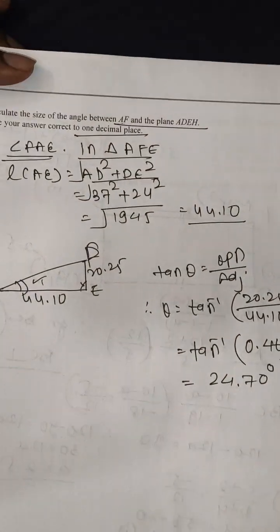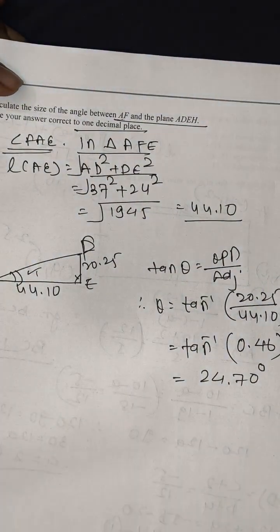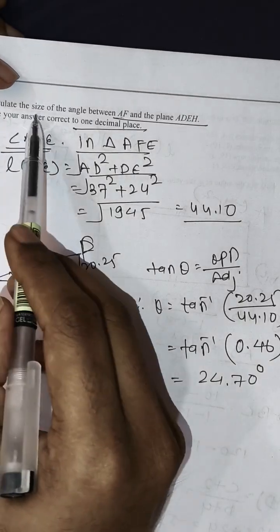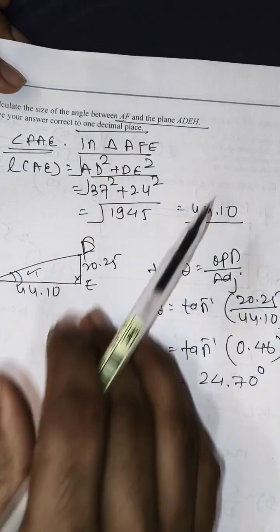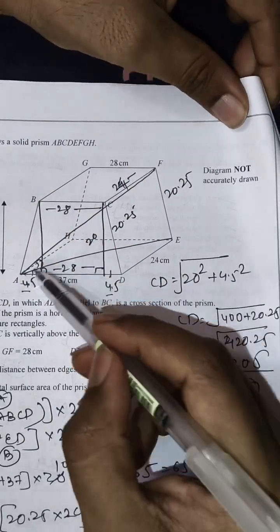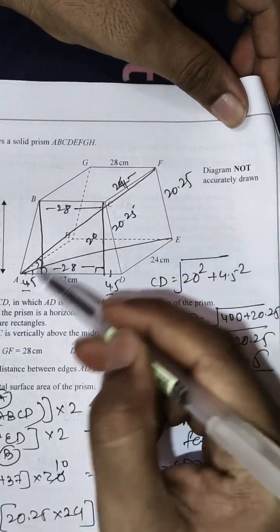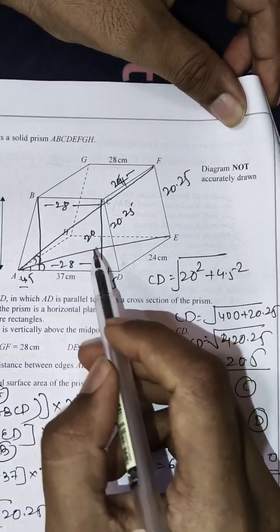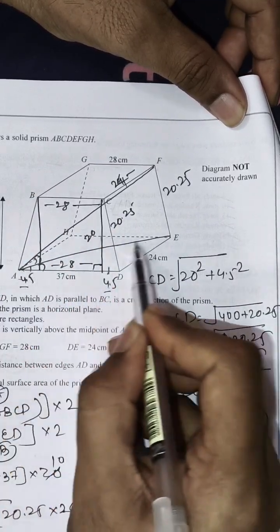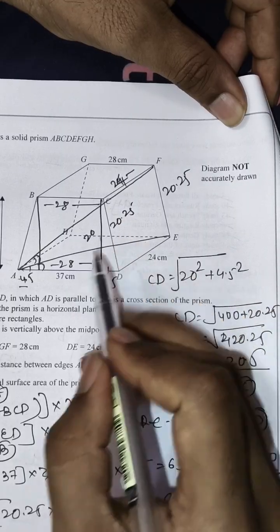Now the next question is more about the trigonometry part, but with a little bit of sine rule. Calculate the size of the angle between AF and the plane ADEH. Give your answer to one decimal place. AF and the plane ADEH, correct? Where is the AF part? AF is here. This whole line is AF. And when they say plane ADEH, you have to draw a diagonal from A to E. Only then is it possible to write the answer.